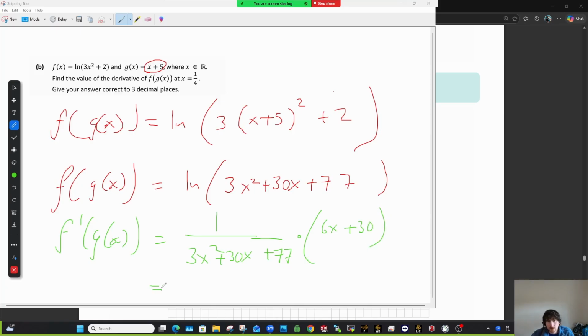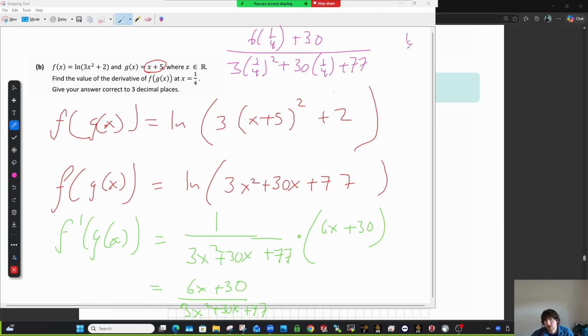Oh look, it wants you to give your answer to 3 decimal places. So what you would write here, first of all, is 6x plus 30 on top over 3x squared plus 30x plus 77. And then they say put x in as a quarter to be annoying. So then you're just doing 6 times a quarter plus 30 over 3 times a quarter squared plus 30 times a quarter plus 77. To be honest, you'd get like 14 out of 15 marks for that. You get an extra bonus mark for showing the examiner you can smash a few numbers into a calculator, you know. That's the main answer there.